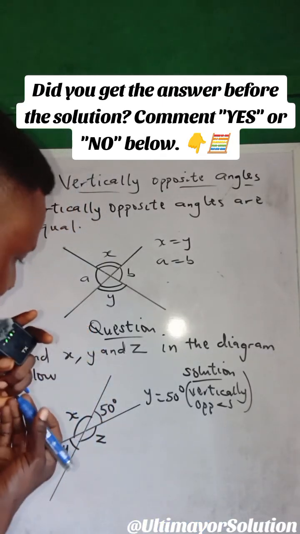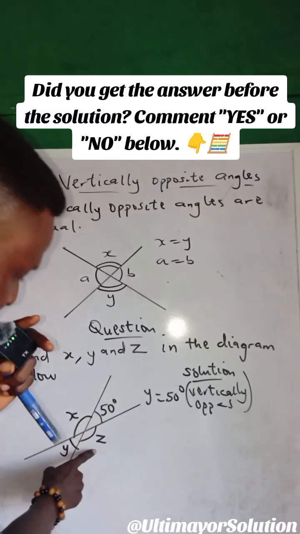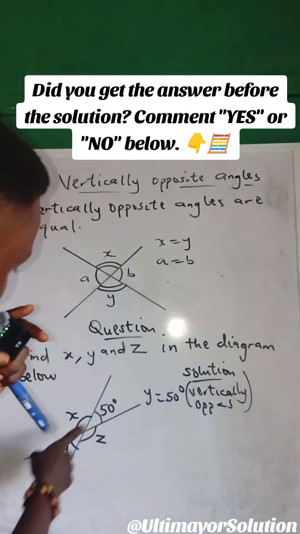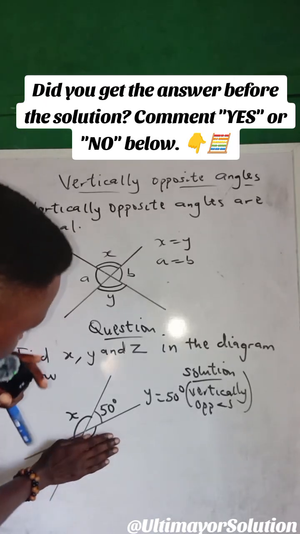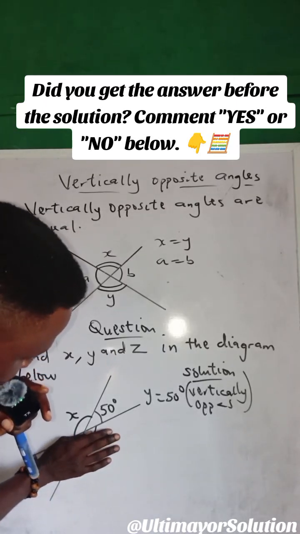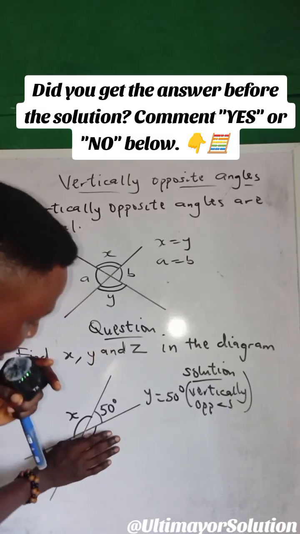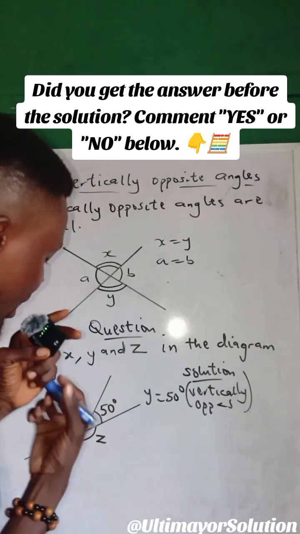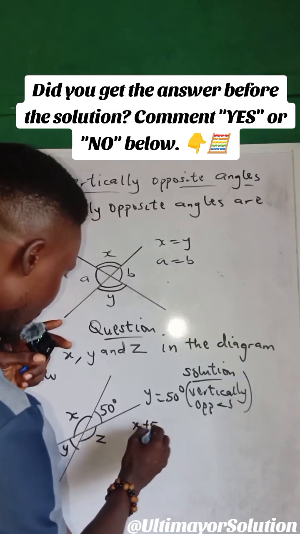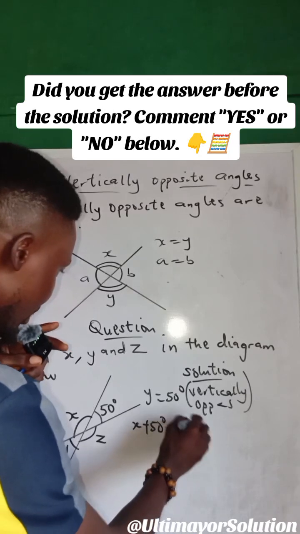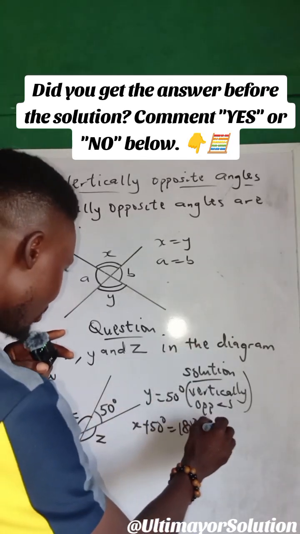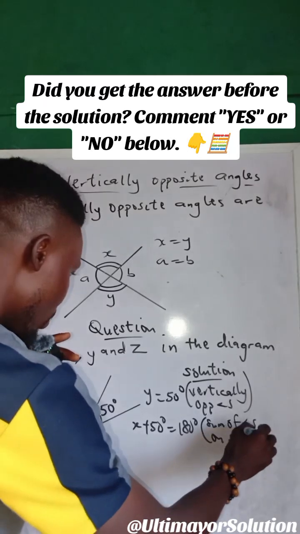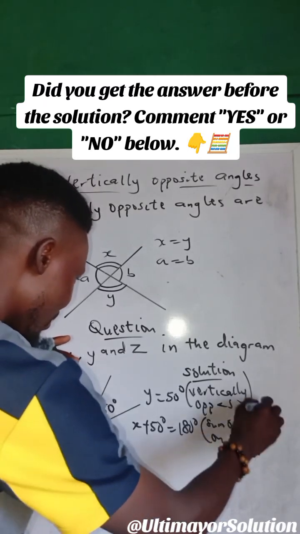Let's now move to X and Z. For me to get X, I must get Z. For me to get Z, I must get X. Mathematics is sweet, there is sugar everywhere. To now get X, if I close this, you notice that X and 50, the two of them, are on a straight line. So the sum of angles on a straight line gives us 180 degrees. So X plus 50 degrees is equal to 180 degrees. Remember, the reason for that one is sum of angles on a straight line.